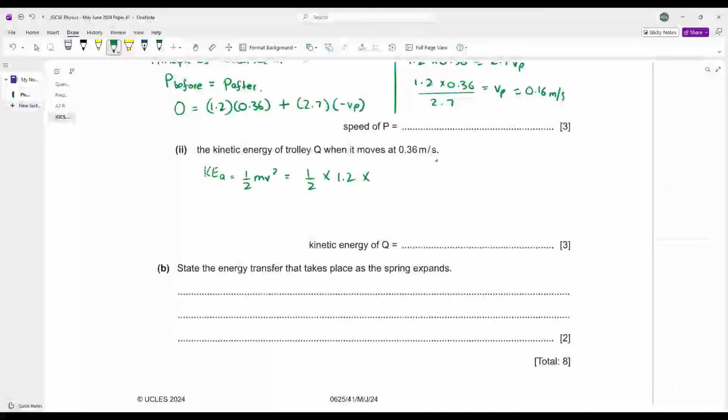1.2 into the velocity of Q that is 0.36 whole square. Can you calculate the kinetic energy? Easy peasy lemon squeezy. Kinetic energy comes out to be 0.078 joules. Now you have to state the energy transfer that takes place as the spring expands.